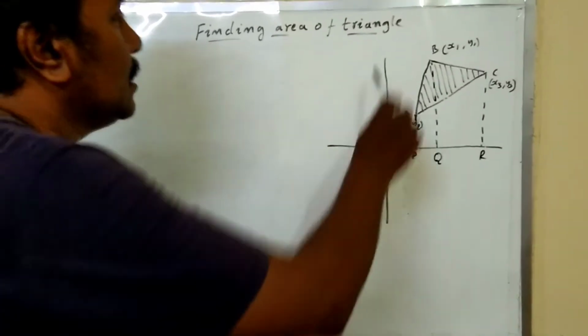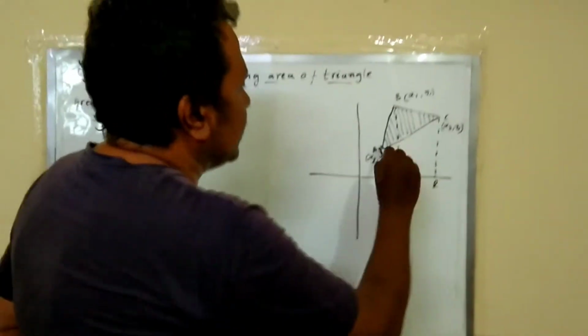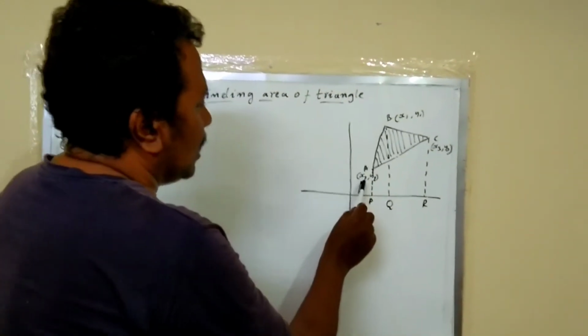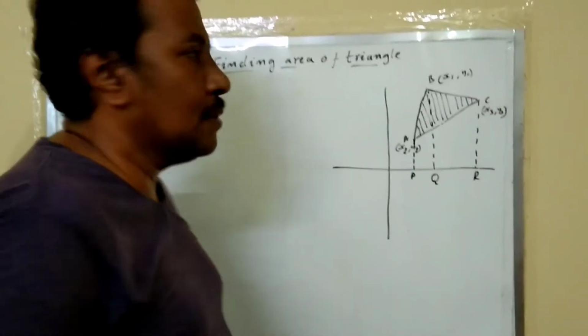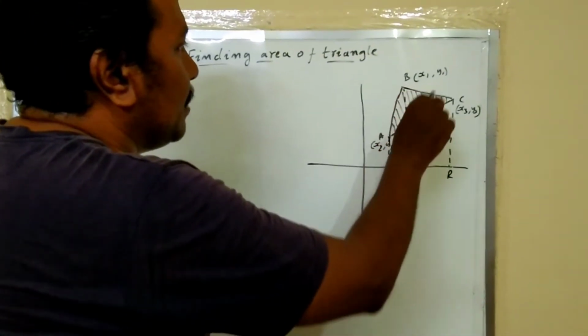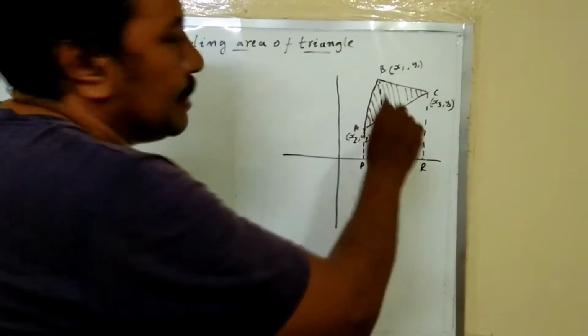This is a Cartesian plane. This is a triangle ABC whose coordinates are (x1, y1), (x2, y2), (x3, y3). I shaded this triangle ABC, because we are going to find the area of triangle ABC.